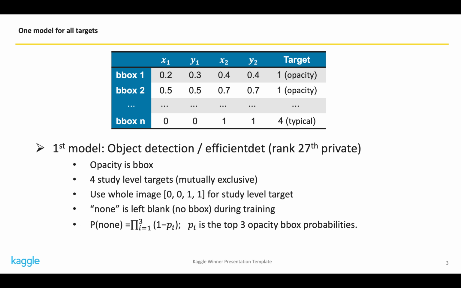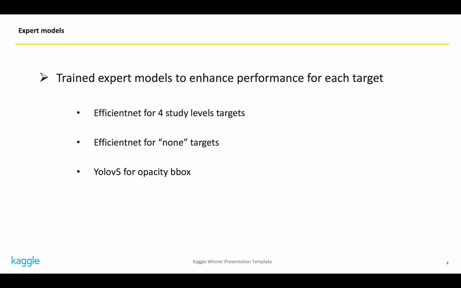By the way, this model alone can rank 27th on the private leaderboard. To improve it, I trained some expert models to enhance the performance for each target. So there are some EfficientNets for study level targets, EfficientNets for the non-target, and YOLO models, which are another type of popular object detection model, for the opacity bounding box prediction.